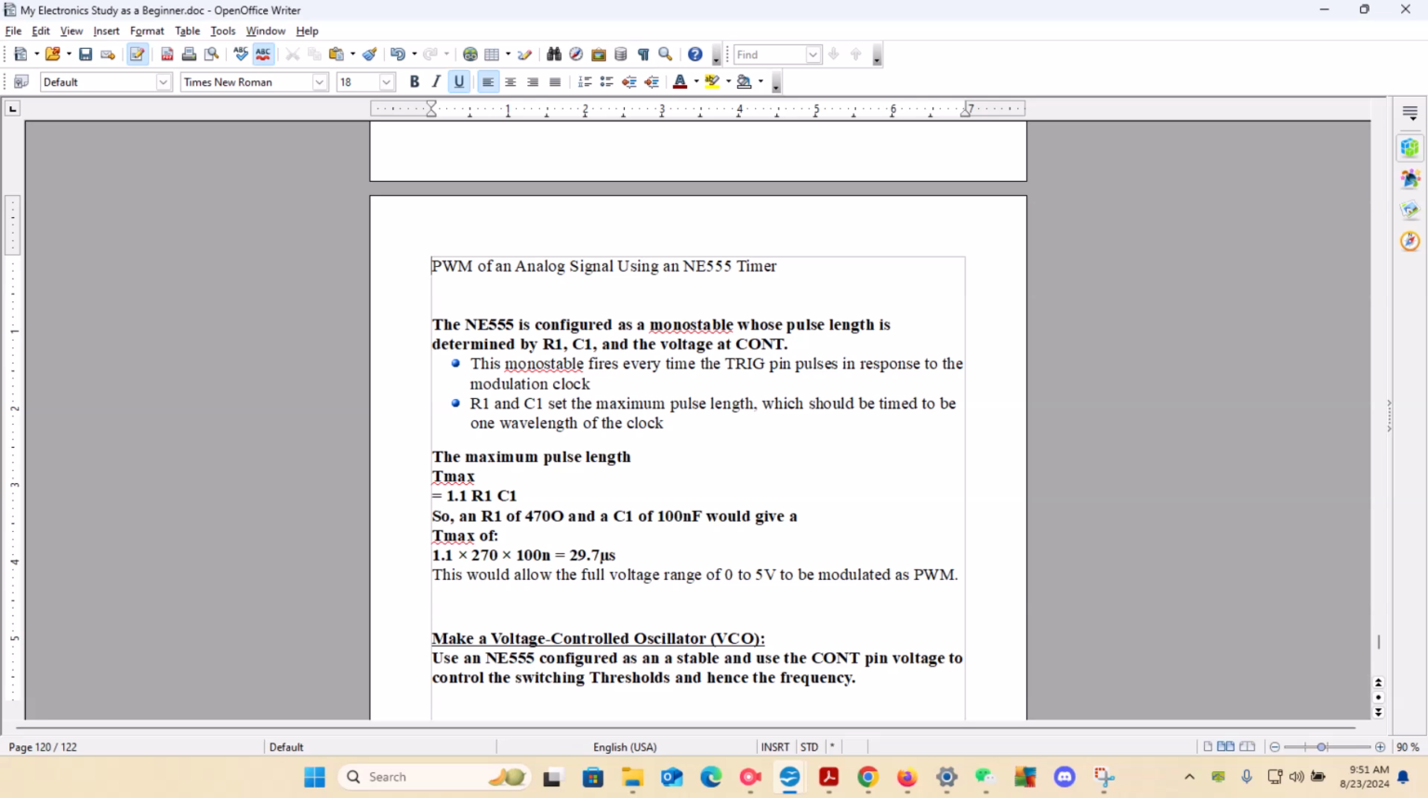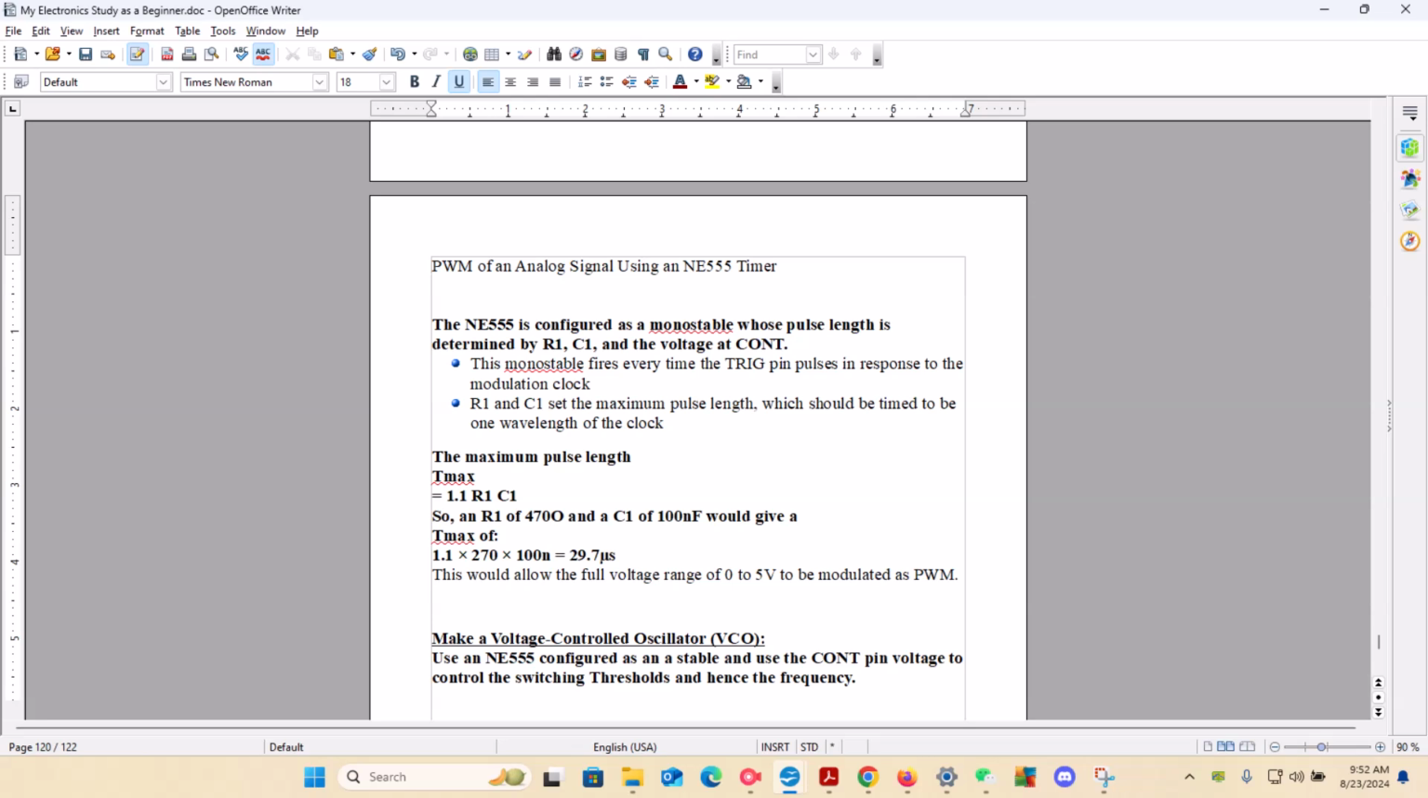So the monostable fires every time the trig pin pulses in response to the modulation clock. And R1, that would be in terms of its clock, in terms of its frequency. I was going to say clock cycle, but frequency. R1 and C1 set the maximum pulse length, which should be timed to one wavelength of the cycle. This would be 1 hertz.